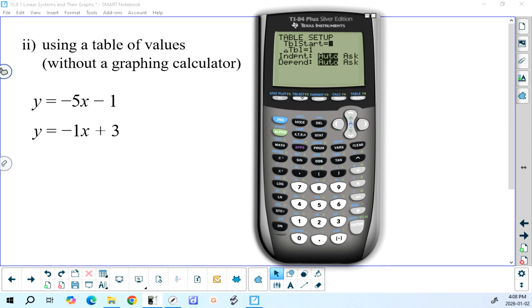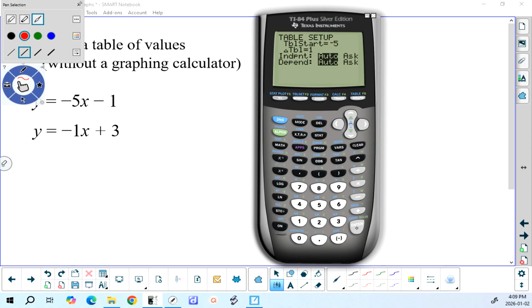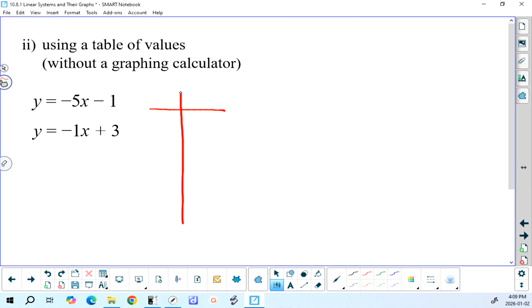I prefer to start at negative 5 and go up by 1 automatically. What this is going to do is generate a table of values. I don't need to write this down, but I feel that I just want to. That starts at negative 5 and goes up by 1 each time. And it's an infinite table. You can scroll up or down to suit your needs.